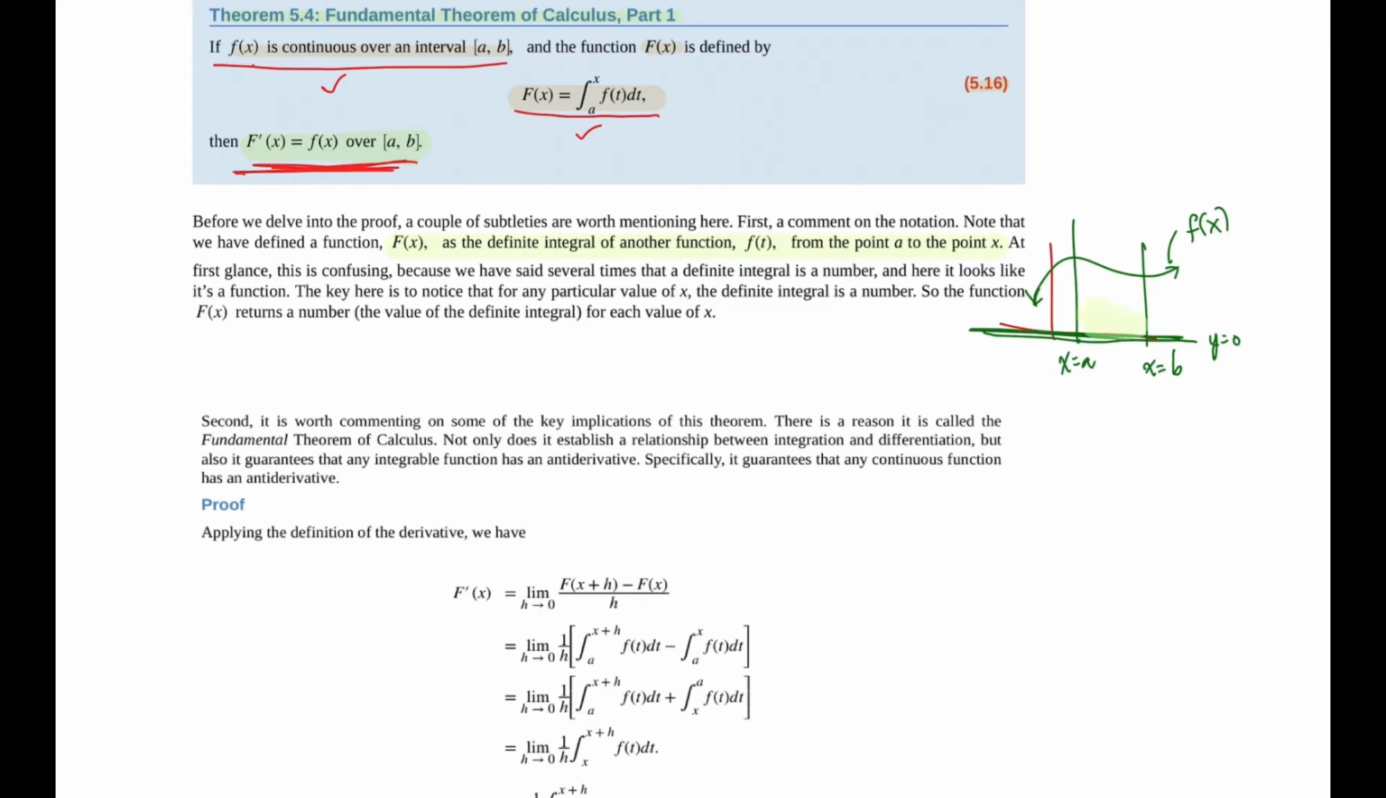This is able to produce a closed region, and let's name it R. The area of this region is given by, so the area of R is given by the definite integral from a to b of f of x dx.